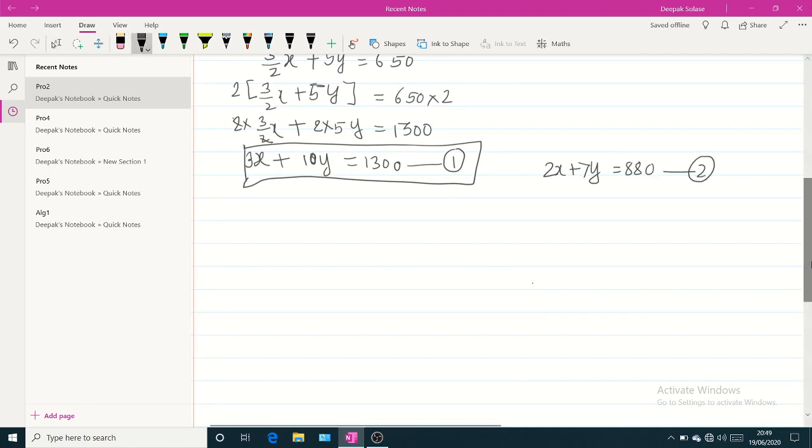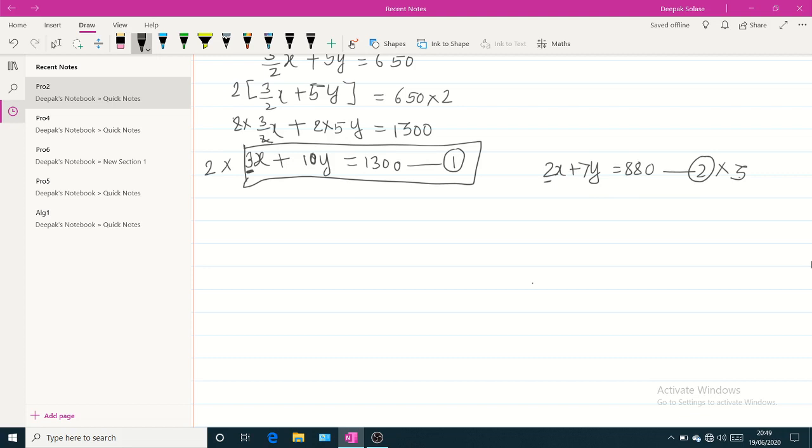But in equation 1 and equation 2, the coefficient of x here is 3, and the coefficient of x here is 2. So we need to make the coefficients of x equal. I want to make this coefficient 6, and I also want to make the coefficient of x in the first equation equal to 6. So multiply this equation by 2, and multiply this equation by 3.